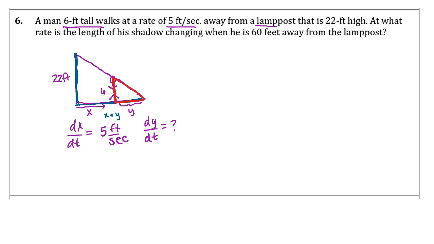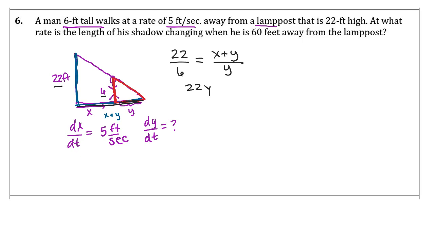We're going to say 22 is to 6 equals, and then we're going to do this whole side length, so that's x plus y, is to that one side length here, which is y. And now we have some kind of formula. I'm going to go ahead and cross multiply here.